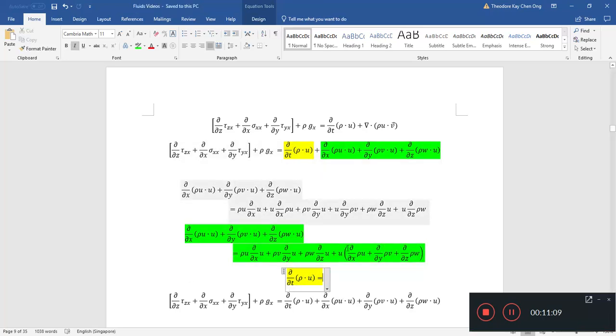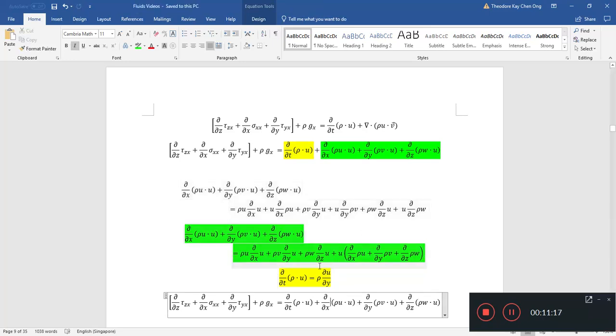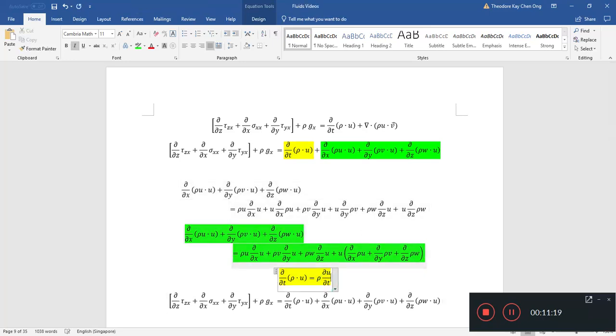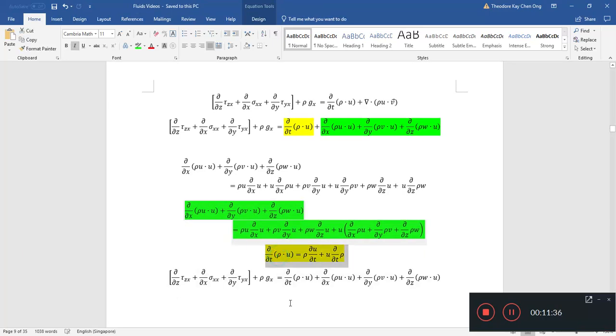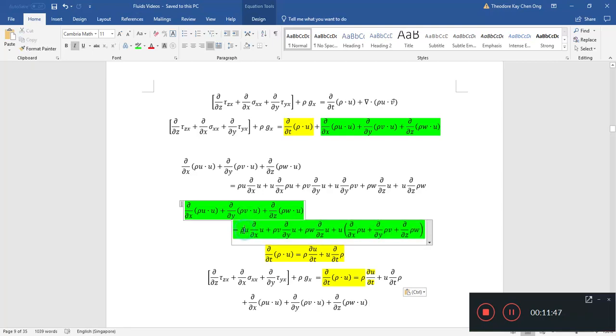So I'm separating out the two derivatives. So rho u partial t plus u partial rho u. Okay, I'm just applying product rule. Okay, so I'm gonna put all these here, and now with the highlights it should be slightly easier to see.